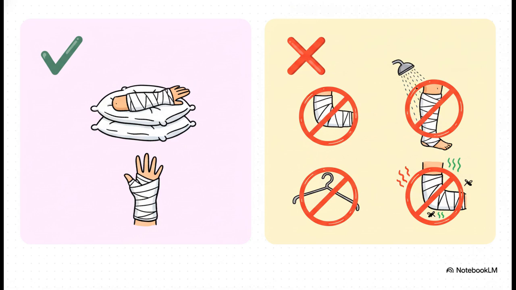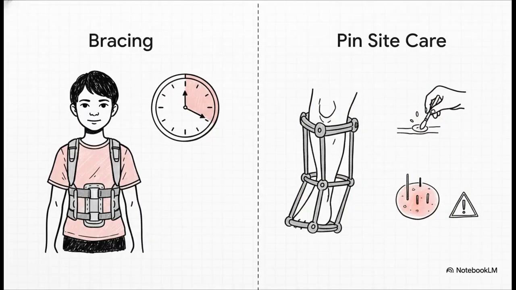Do not get the cast wet. Do not stick anything down there to scratch an itch. No hangers, no pencils, nothing. And teach them that a nasty smell or a hot spot on the cast means they need to call the doctor right away. For a kid with a scoliosis brace, the biggest challenge is just getting them to wear it.